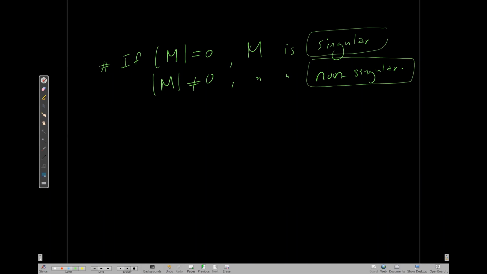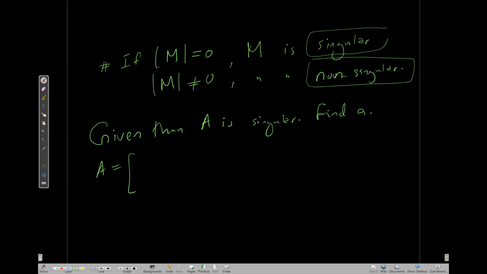Now let's see an example. Given that A is singular, find little a. So the matrix A is 1 plus a, 3 minus a, a plus 2, 1 minus a. Now, A is singular. That means the determinant of A is 0, right?